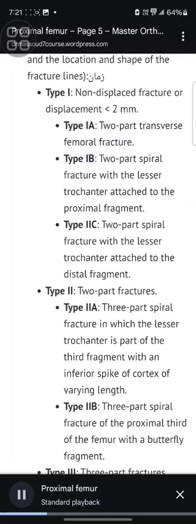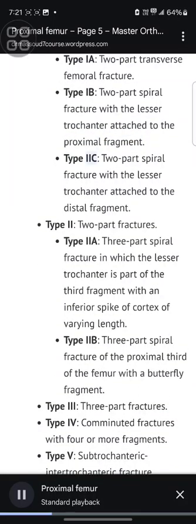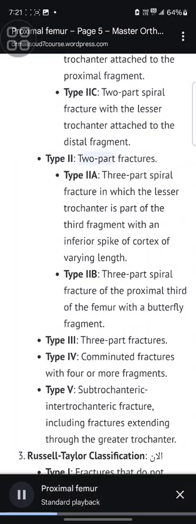Type IB. 2-part spiral fracture with the lesser trochanter attached to the proximal fragment. Type IIC. 2-part spiral fracture with the lesser trochanter attached to the distal fragment. Type 2. 2-part fractures.